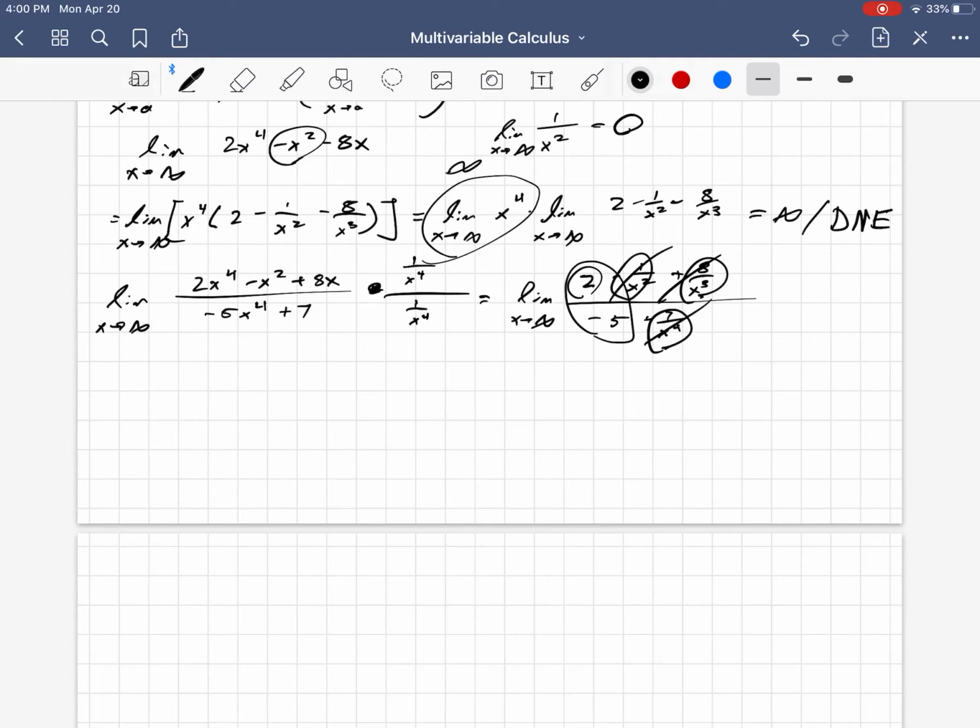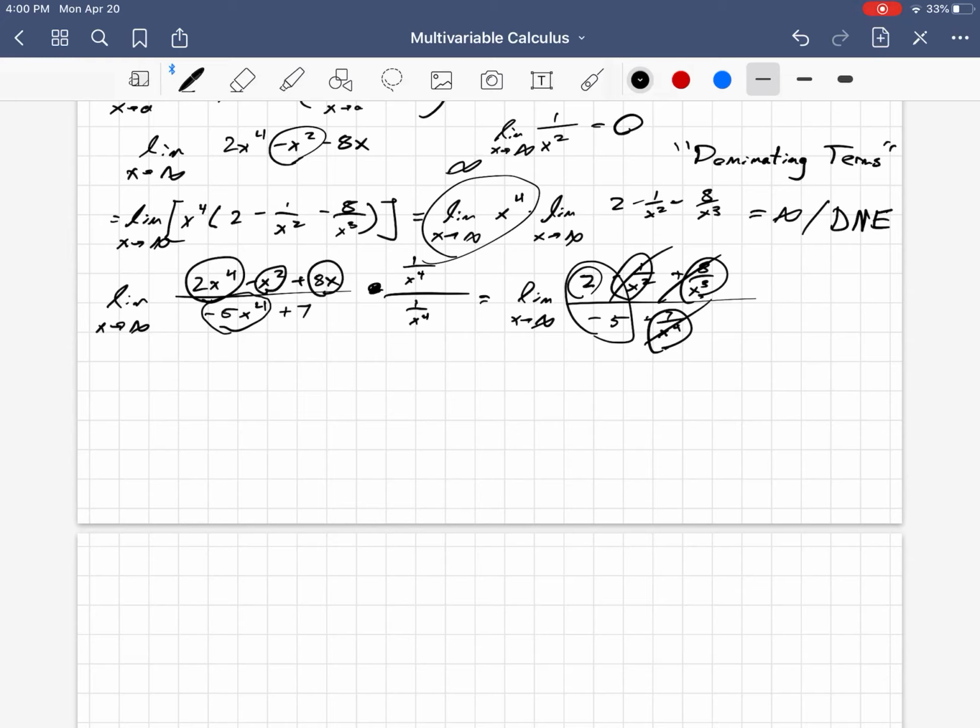Now, let me show you the cool way to go about evaluating these limits. This is how the cool kids evaluate limits at infinity. You look at the limit and you say, well, as x gets bigger and bigger and bigger, this 2x to the 4th and this negative 5x to the 4th, this is a loose definition, but those are going to be the dominating terms on the numerator and the denominator, respectively.